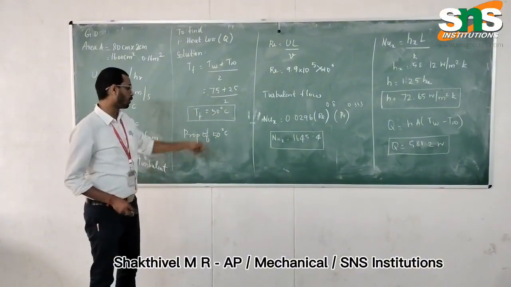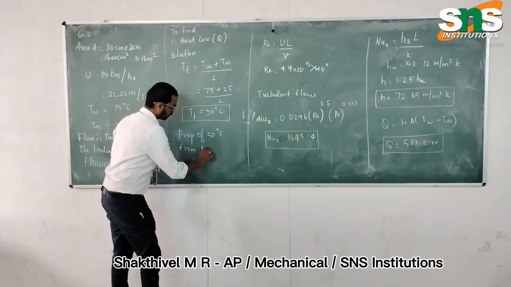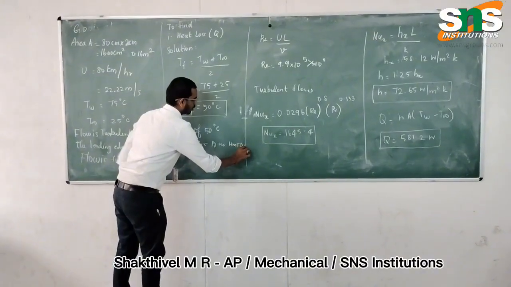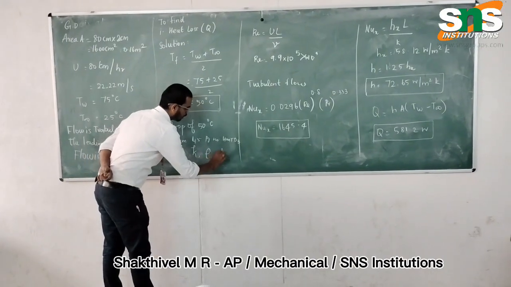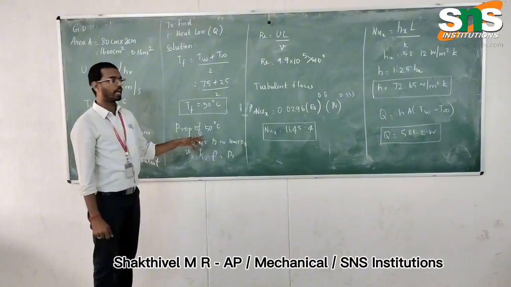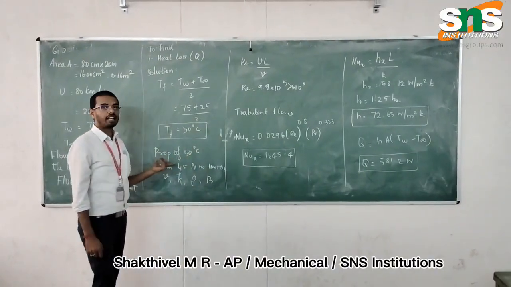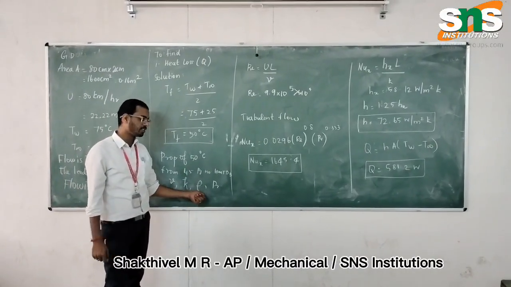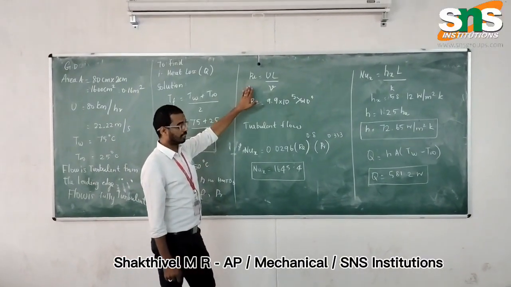We can take the properties for 50 degrees Celsius from page number 45 of the HMP data book. We can take kinematic viscosity, thermal conductivity, density rho and the Prandtl number Pr. These values are available on page number 45. By using these values, we can substitute in the Reynolds number.